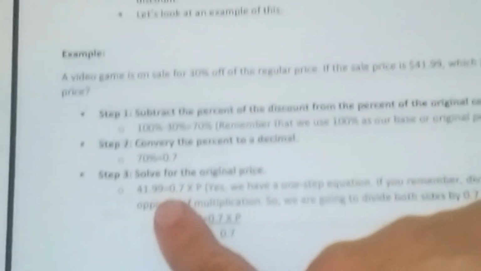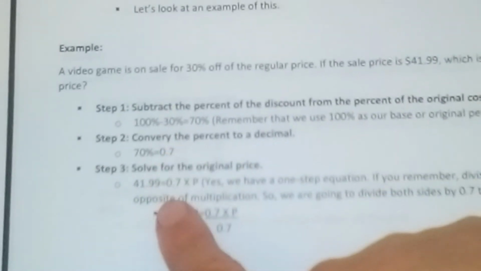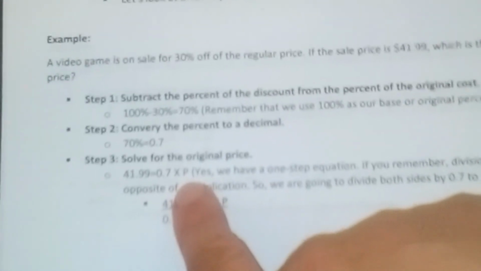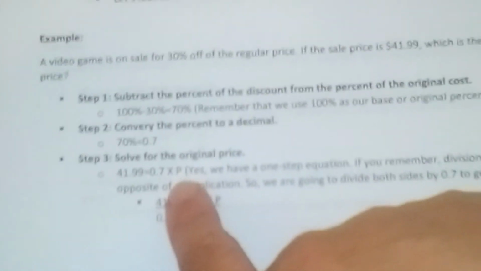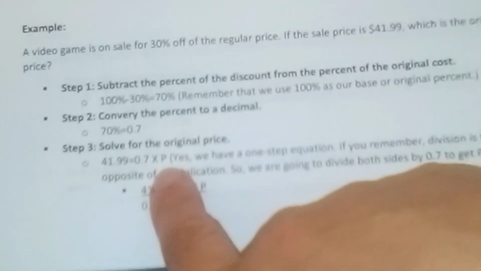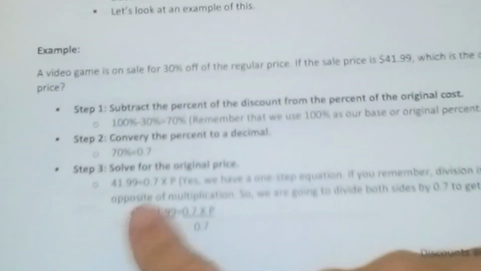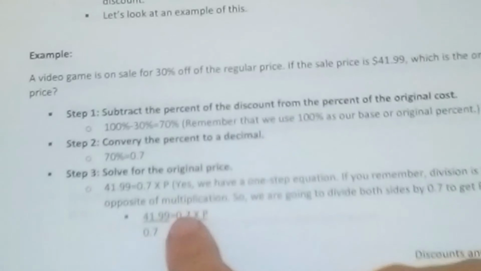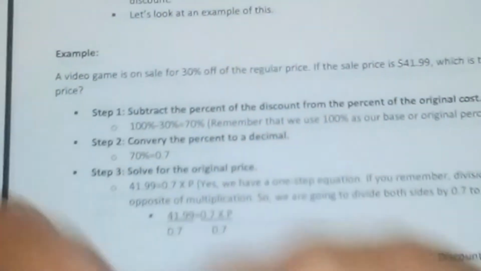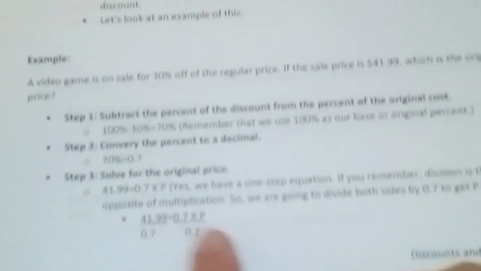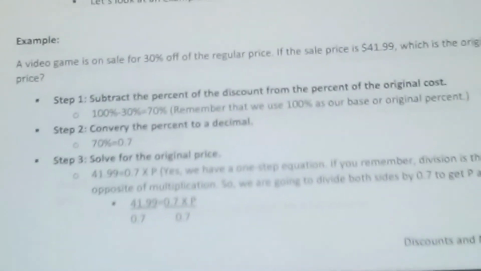Then we use our equal sign, and then we use our decimal from up here, which is 0.7, times our variable, because we don't know the original price. So I just use P. You can use whatever one you prefer. So if you look here, you can see that we have a one-step equation. If you remember, the opposite of multiplication is division. So we are going to divide both sides by 0.7 to get P alone. Remember, in a one-step equation, our goal is to isolate the variable or get it by itself.